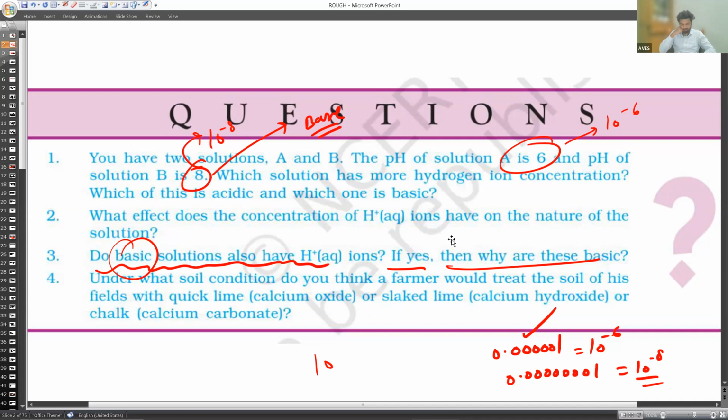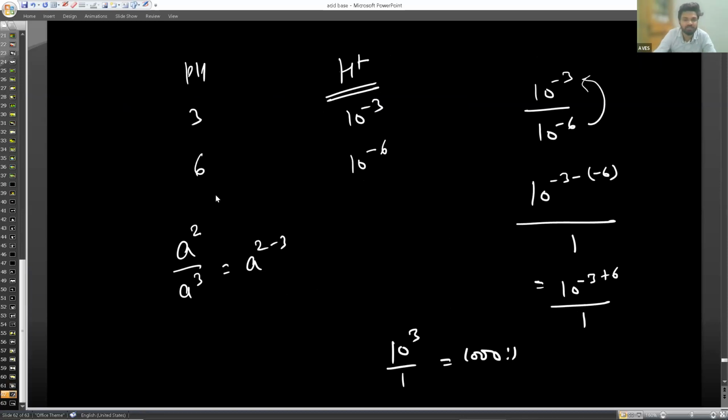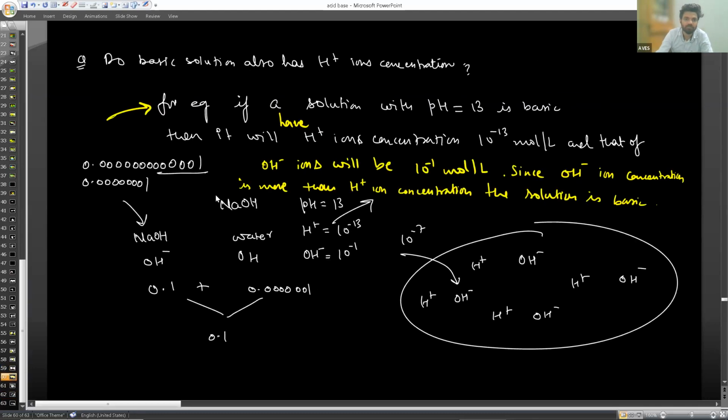So what would we write the answer as, if we had to write it in a proper sentence? You noted the questions? Yes or no? So you have to write the answer this way. This is the question: do the basic solutions also have H plus ions? You have to write the answer: yes, the basic solutions also have H plus ions.